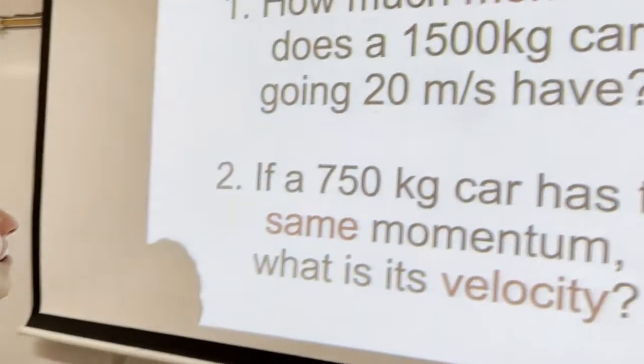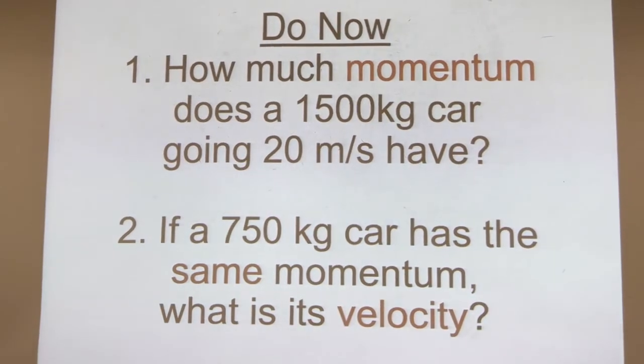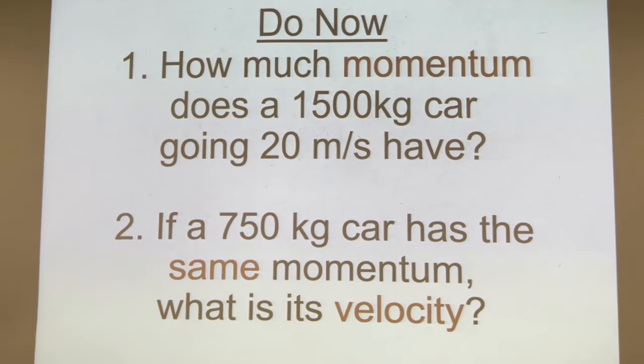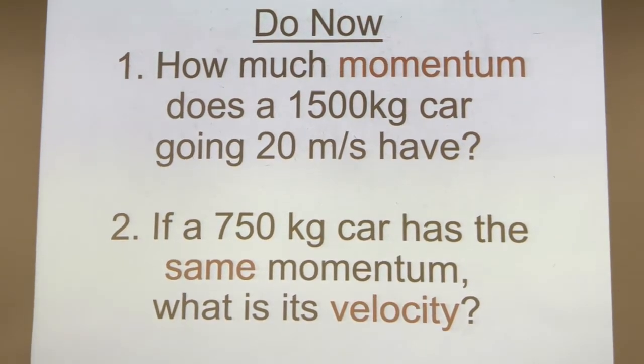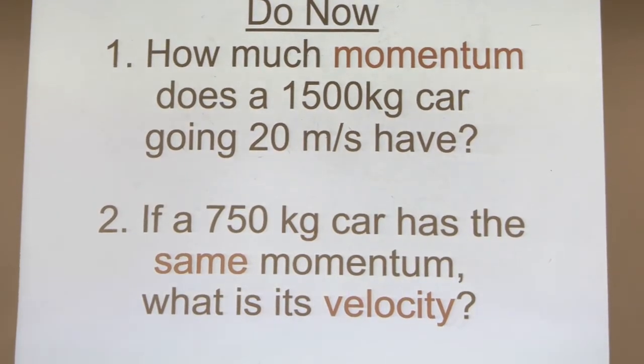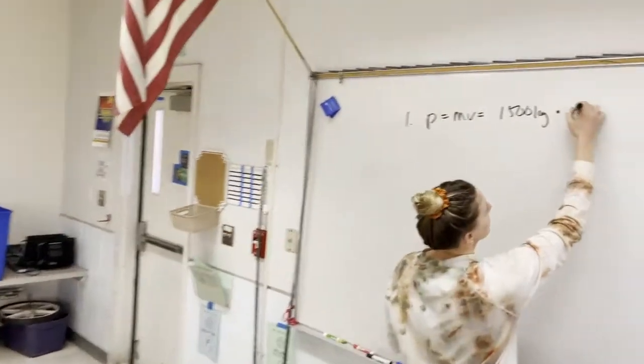Let's do this now. How much momentum does a 1,500 kilogram car going 20 meters per second have? What is that equation for momentum? P is momentum. P is equal to mass times velocity.